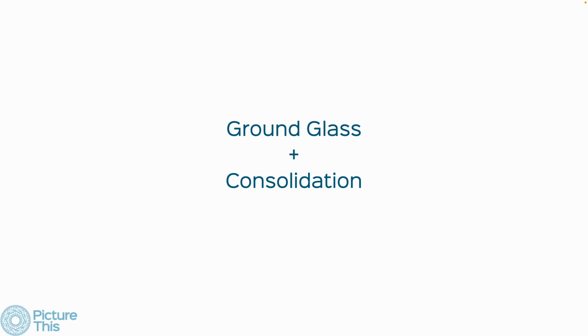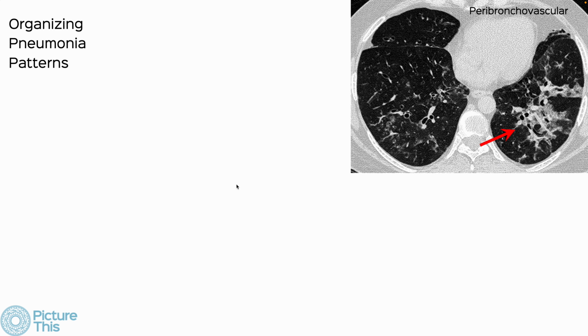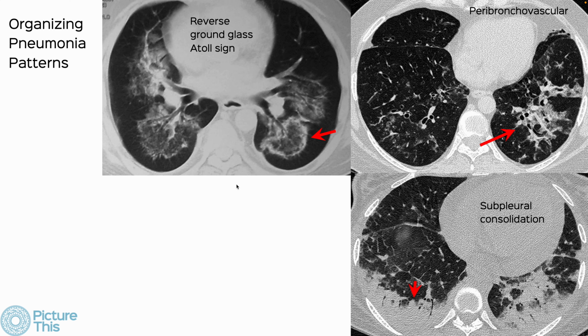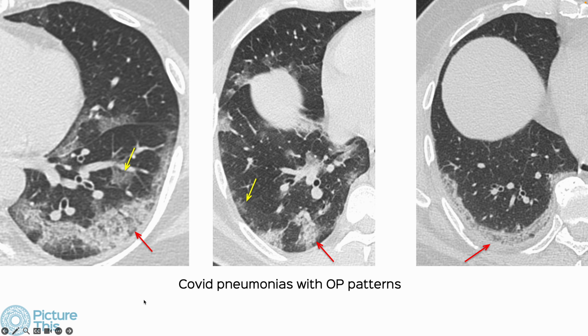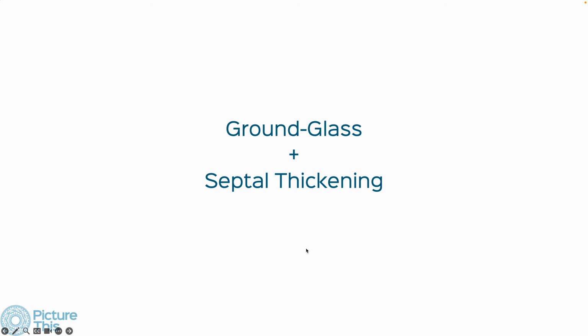Then we have ground glass plus consolidation. Now, that typically would mean an organizing pneumonia pattern. And you have different patterns. They can be subpleural, bilateral, you can have peribronchovascular, you have the reverse ground glass or the atoll sign, and then you have the peripheral reverse bat swing. So there's ground glass here and consolidation at the periphery. And we saw a lot of these organizing pneumonia patterns during COVID because COVID presented in this manner. So that was a learning experience of how different manifestations of OP can happen.